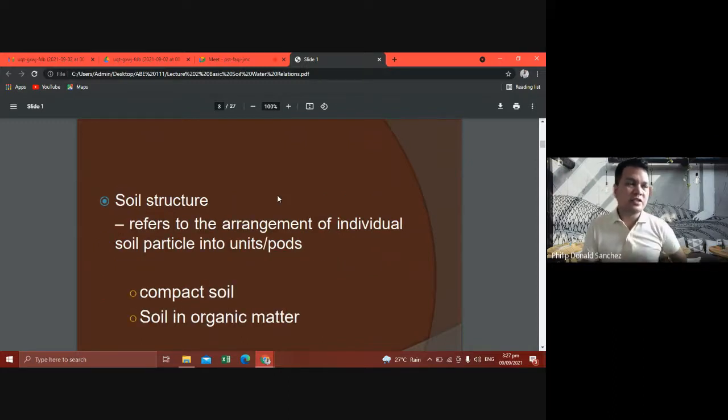Soil structure refers to the arrangement of individual soil particles into units or pods. When we say structure, that's the basic term: the composition of that particular material will be termed as structure. So in soil, what makes it a soil is its structure. And the structure is either compact, loosened, or made of organic matter.